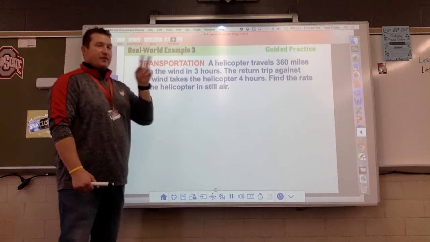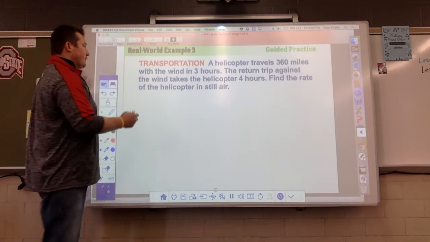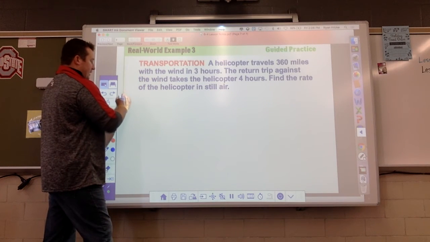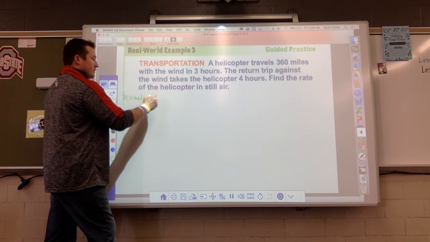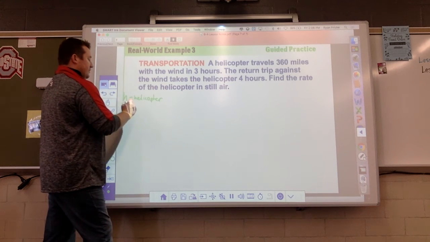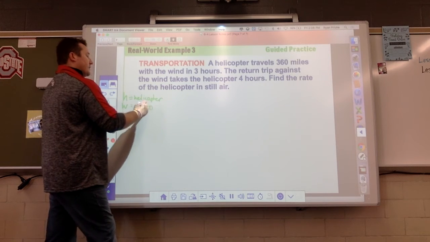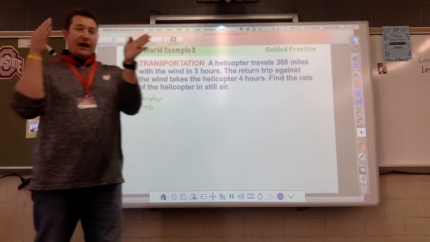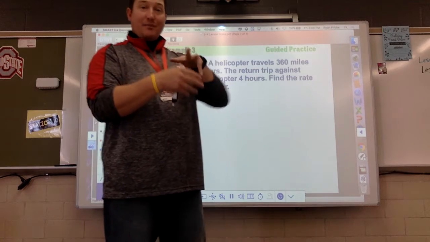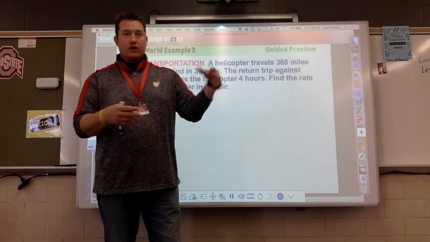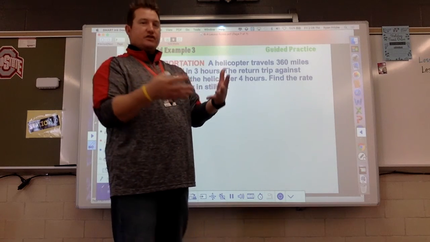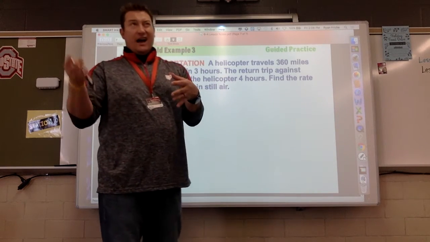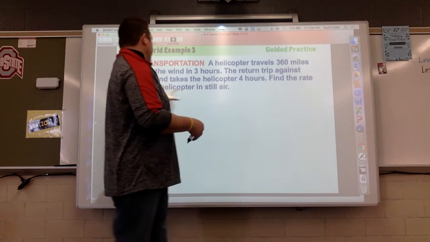Okay? So remember, there's two variables here. We have H is the helicopter, W is the wind, okay? Remember, when the helicopter is flying with the wind, the wind is helping make the helicopter go faster. When the helicopter is flying into the wind, it is making it go slower because it's slowing it down. It's what we call a headwind and a tailwind, okay?